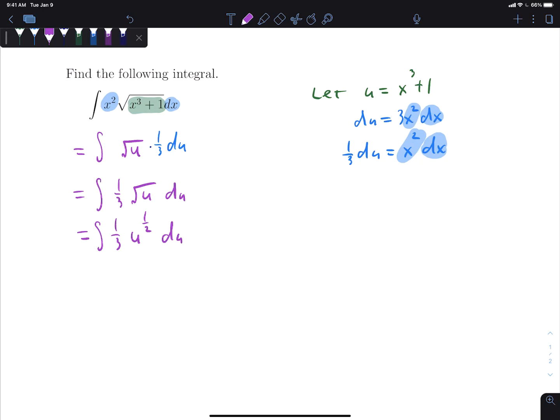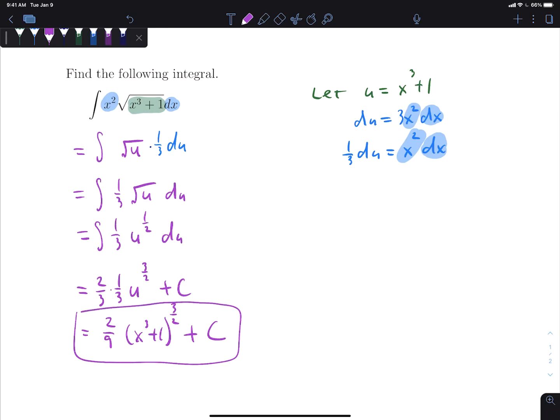And now just take the integral. Use the power rule. Rewrite the 1/3. u to the 1/2 plus 1 is 3/2. And multiply out front by the reciprocal. And the reciprocal of 3/2 is 2/3. Good. Don't forget the plus c at the end. Now, 2/3 times 1/3 is 2/9. And then u, which is x cubed plus 1, all to the 3/2 plus c.